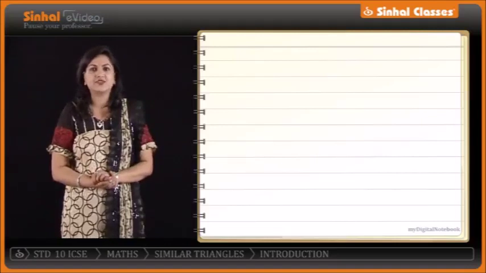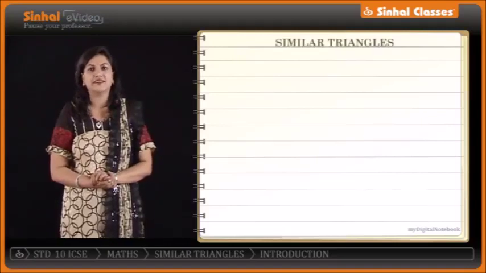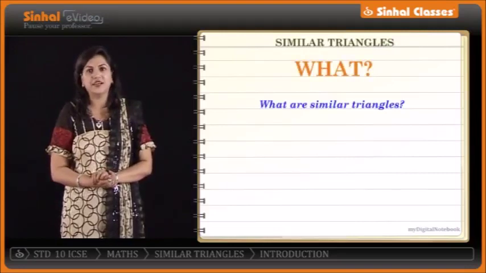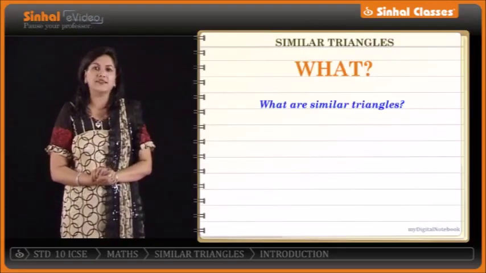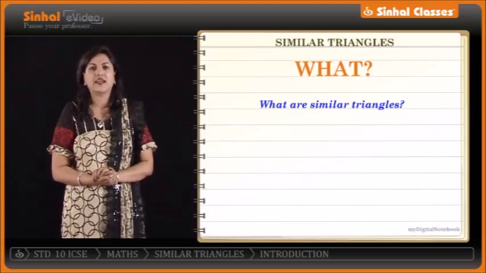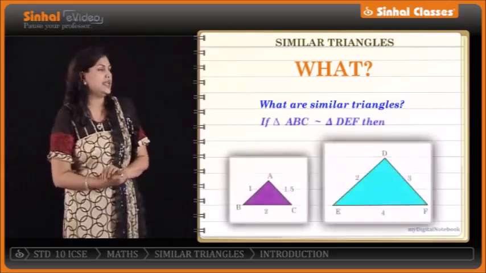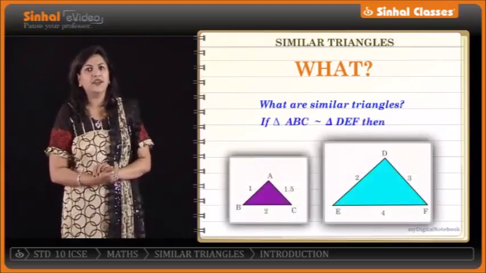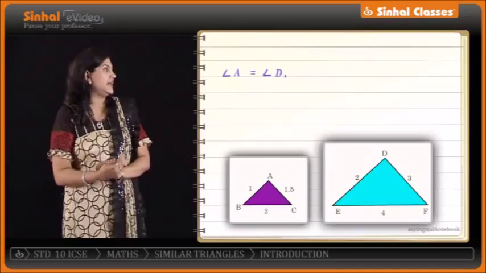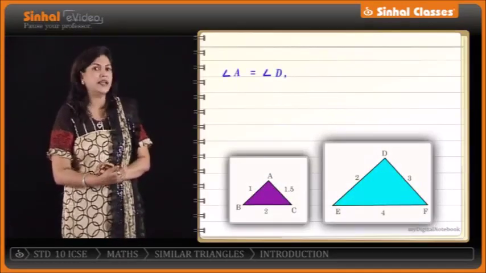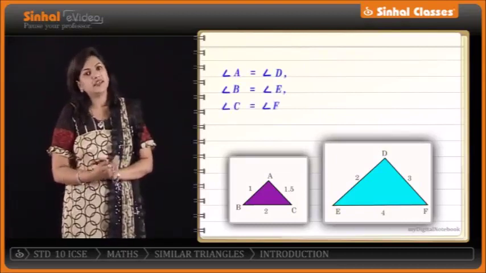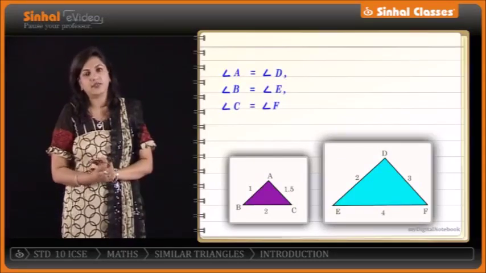Now let's take the next topic, that is similar triangles. Now what do we mean by similar triangles? Two triangles are similar if their corresponding angles are equal and their corresponding sides are proportional. Let us take two triangles ABC and DEF. Now here, if angle A equals angle D, angle B equals angle E, and angle C equals angle F, then we say these two triangles are similar.